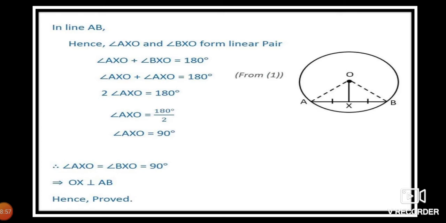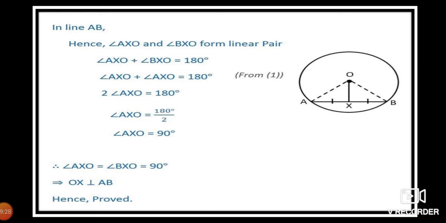Students, observe carefully. Instead of angle BXO we can write angle AXO because they are equal. That's why we can add them. So AXO plus AXO equals 180 degrees. So 2 AXO equals 180 degrees. So angle AXO equals 180 degrees divided by 2.